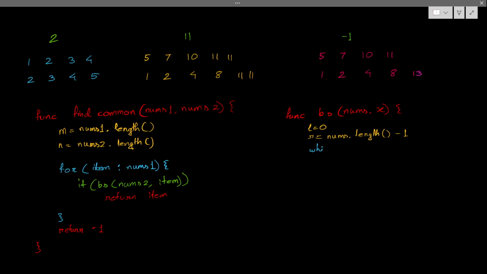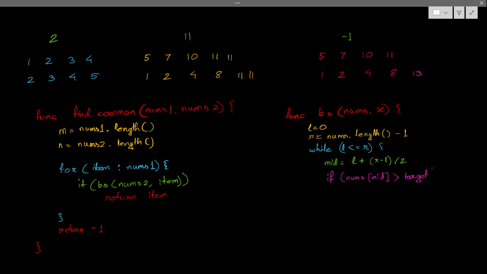While my left is less than or equal to my right, that's what we do. We calculate mid. So mid is nothing but left plus (right minus left) divided by 2, that we calculate. And the general case is if nums of mid is greater than my target.